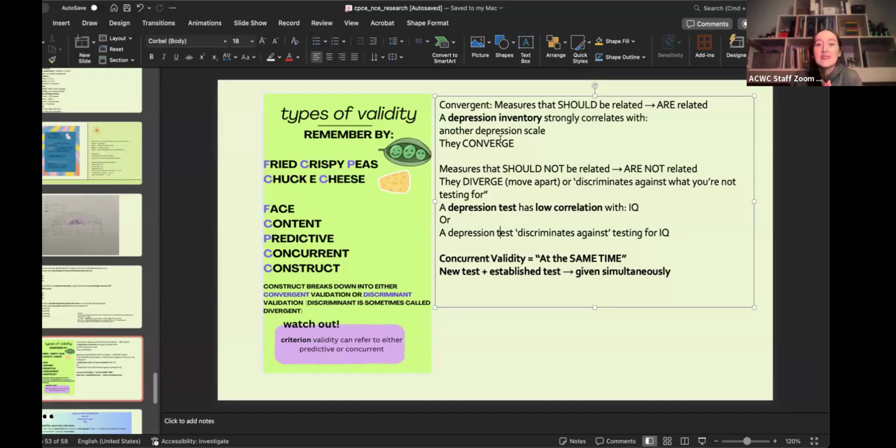I want it to literally discriminate. That's why sometimes I say it, because it helps people remember. This is the only time discrimination is good. You want the test to discriminate against other things you don't want to test for. That would be divergent. You want them to move apart. You want your assessment to only test for depression. You don't want it to correlate with IQ.